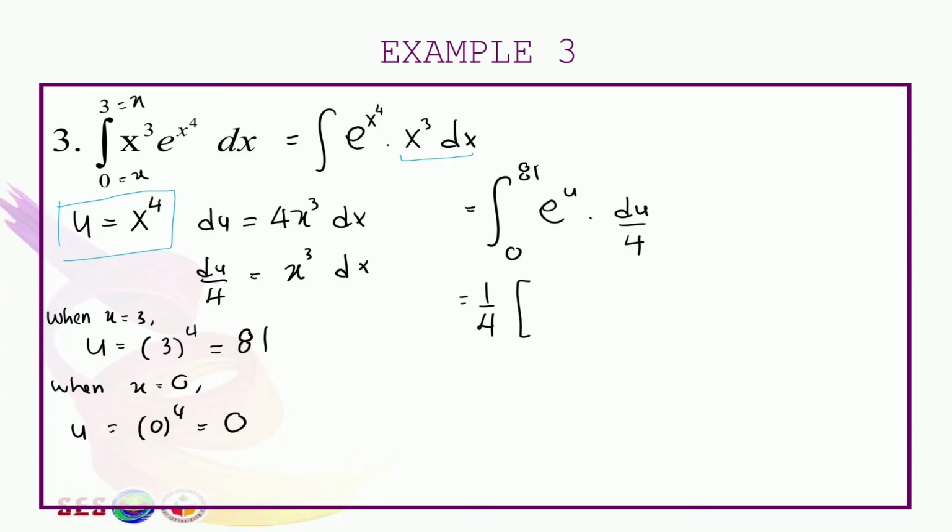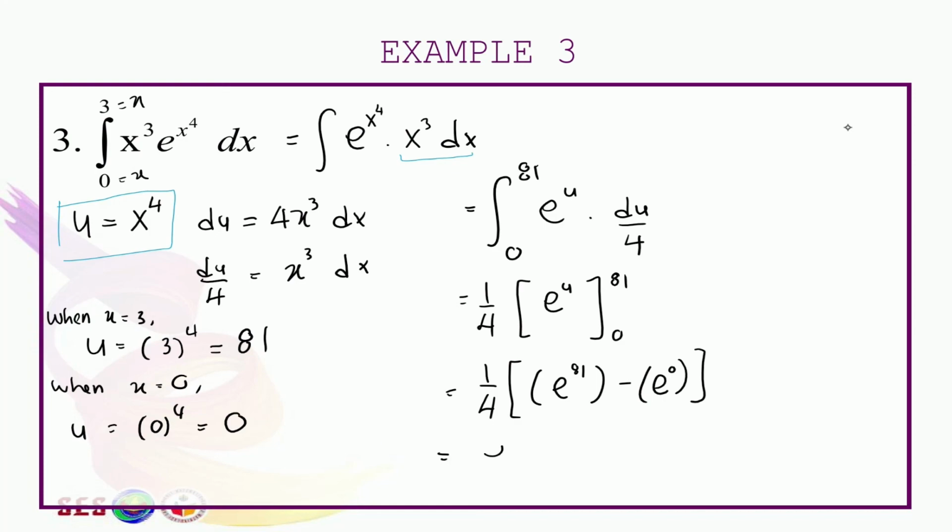Okay, so we can start our integration. Integrating e^u is equal to e^u, with the limit from 0 until 81. Then we need to substitute the limit. So we have 1 over 4 times e^81 minus e^0. The final answer is e to the power of 81 minus 1, divided by 4. Okay, so I think that's all. Thank you very much and see you on the next video.